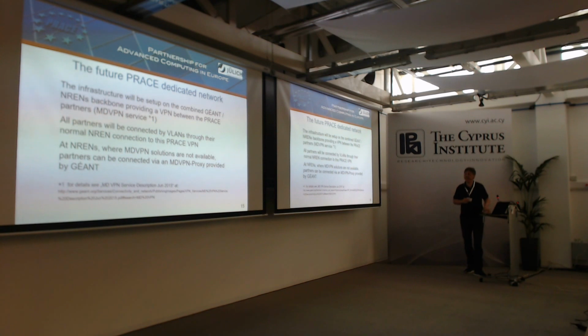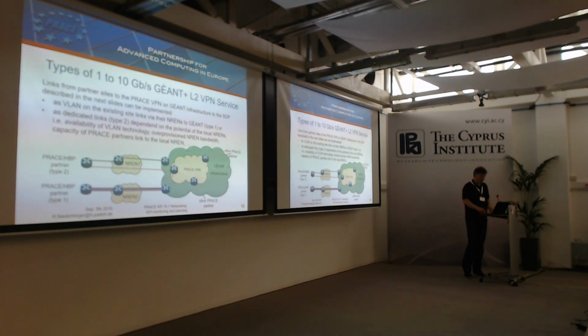So, the future PRACE dedicated network. The infrastructure will be set up on the combined GÉANT and NREN backbone, provided by VPN between the PRACE partners. We use this MD-VPN service in the future. All partners will be connected by VPN through their normal NREN connection to this PRACE VPN. And for NRENs where MD-VPN solutions are not available, I'd say half of the NRENs already have it, you can connect via an MD-VPN proxy provided by GÉANT. At the end, you use an IPsec connection to GÉANT, and then you get into this. That's possible.